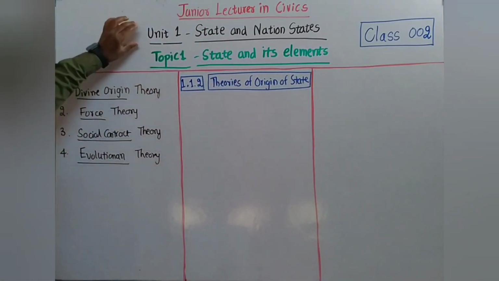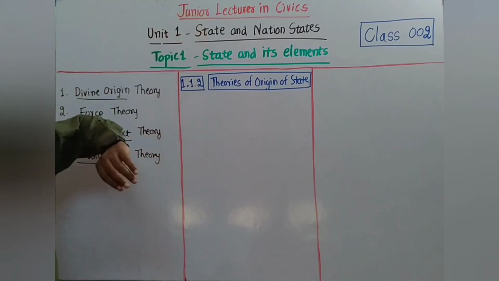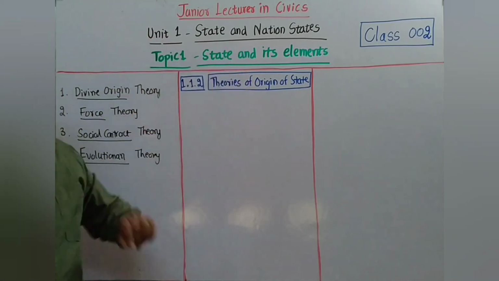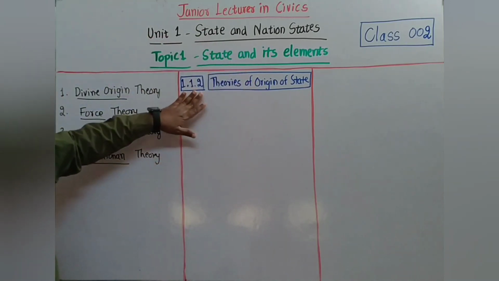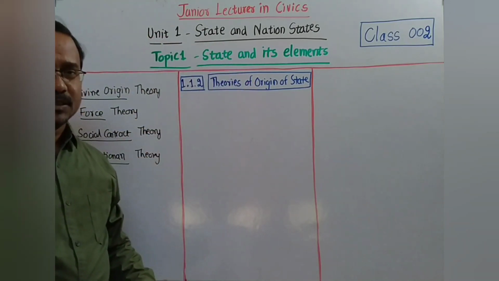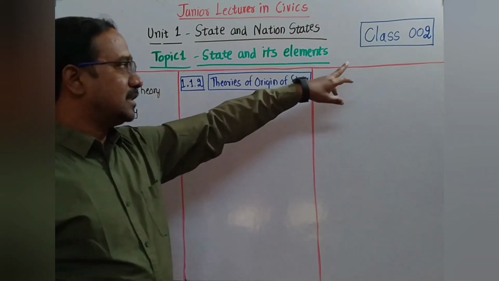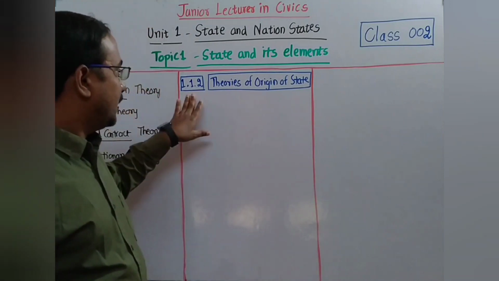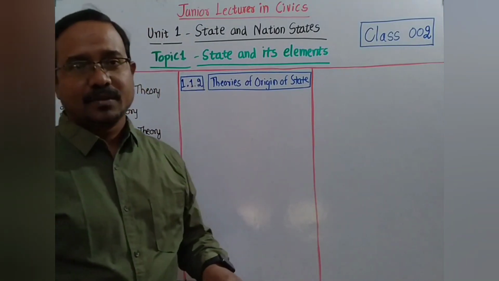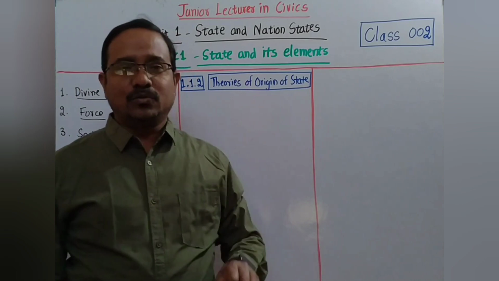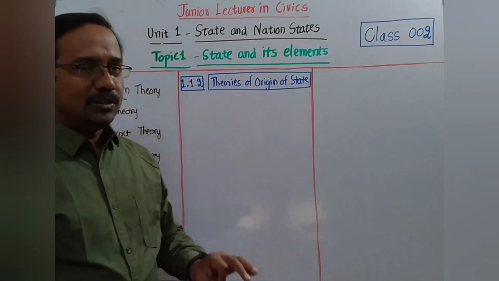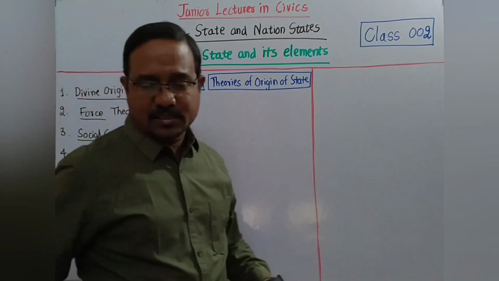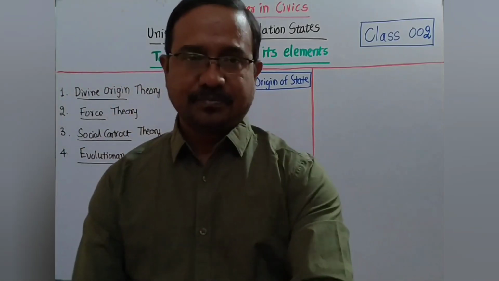We are in Unit 1, State and Nation States, and discussing the topic number 1, that is the state and its elements. It has 5 subtopics. In the last class, that is class number 1, we discussed subtopic 1. Now in this class we will discuss subtopic number 2, that is theories of origin of state.